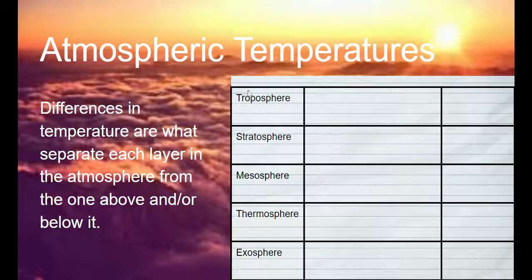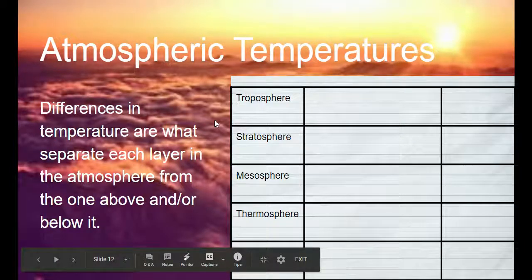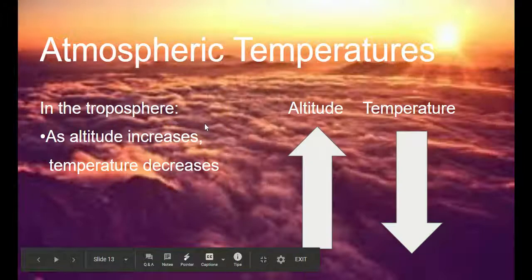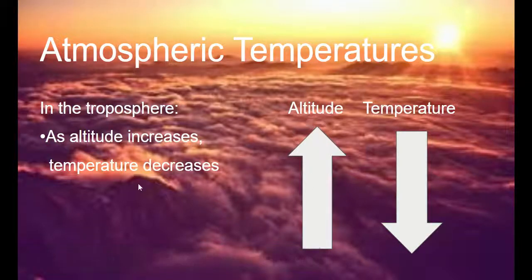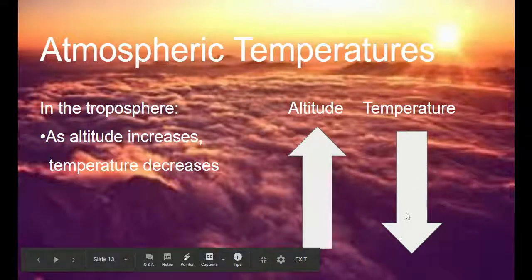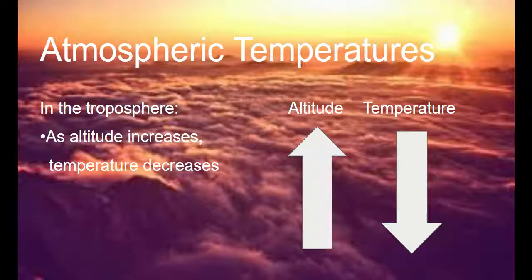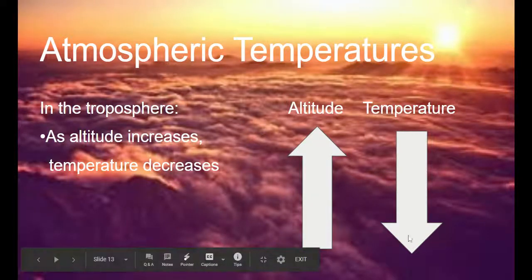So going back here, draw this box in your notebook. In this column right here, it's going to be altitude. This column is going to be temperature. Okay? So looking at the troposphere, as altitude increases, temperature decreases, right? Think about walking up a mountain. As we get higher on a mountain, the temperature is going to go down. Altitude goes up, I'm walking up the mountain, temperature goes down as I get higher in the atmosphere.